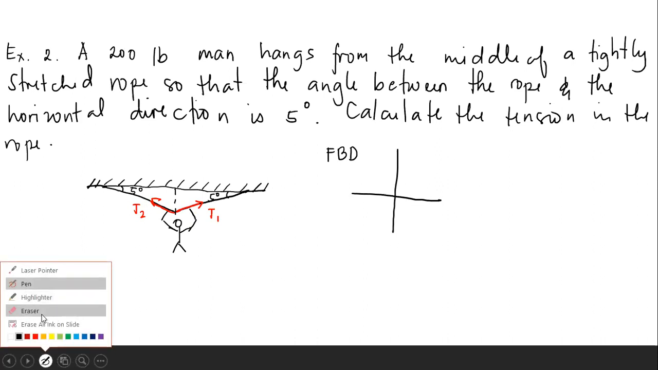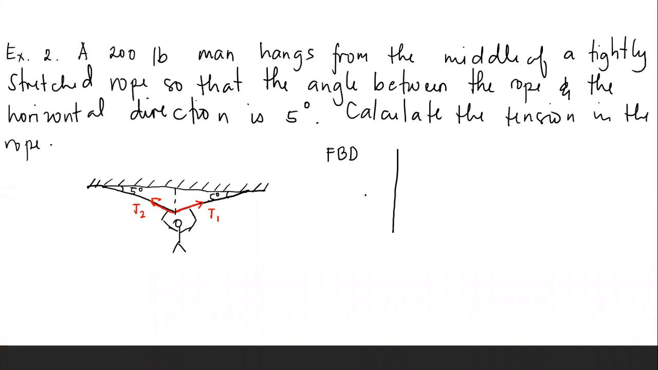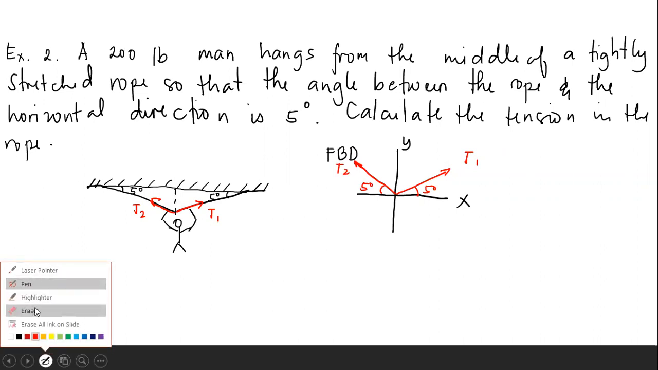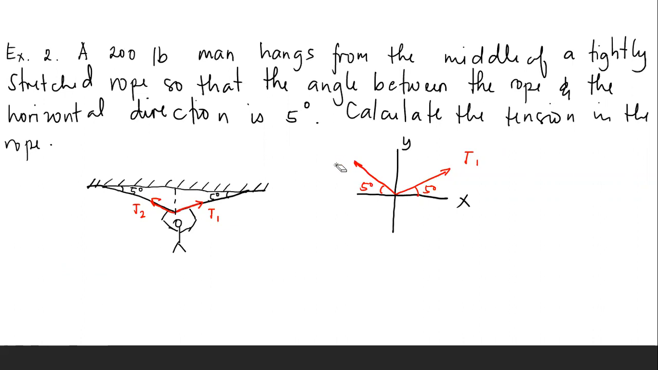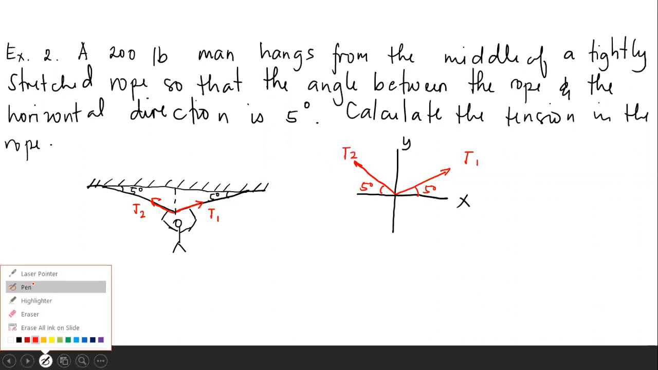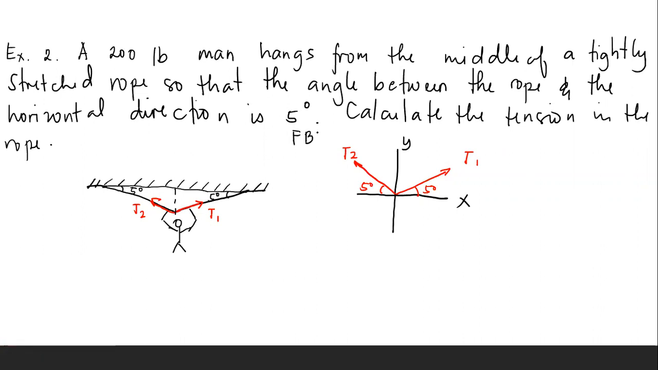You have your y-axis, x-axis. If that is 5 degrees, of course, this one is your tension. Since both have 5 degrees, if this one is 5 degrees, of course, this one is also 5 degrees. This one is your T1 and T2. And the free body diagram.